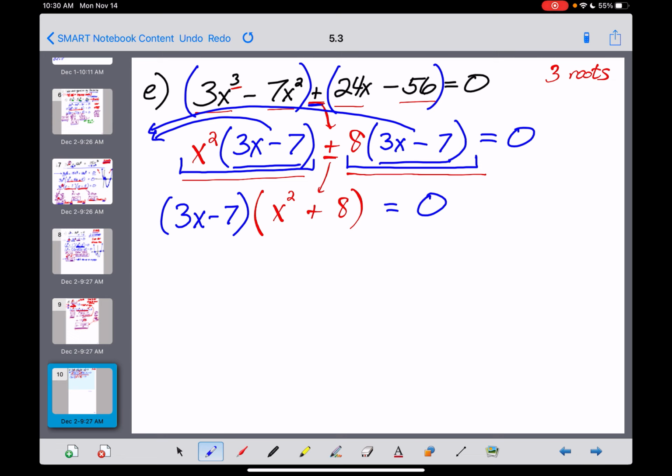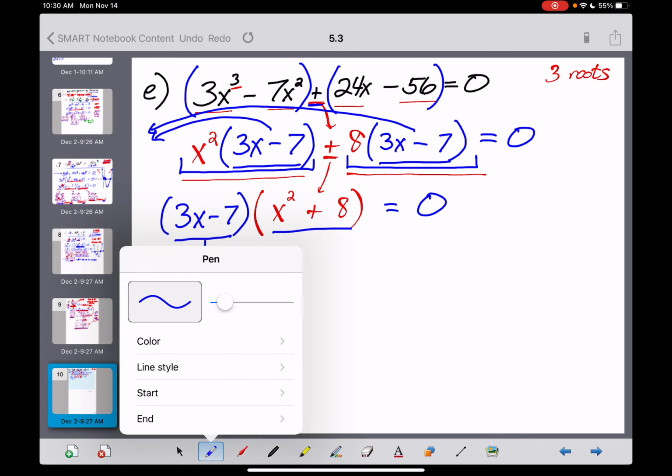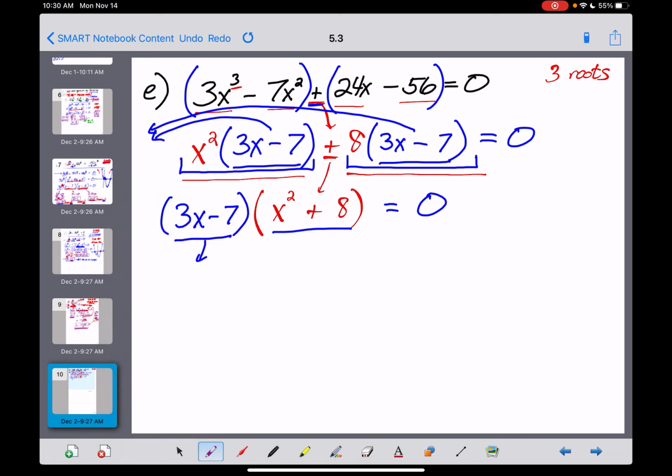Now, again, I would caution you, it is possible one of these 2 binomials could be factored further. And if you can do that, you should. But no dice here. 3x minus 7 is prime, so is x squared plus 8. So we now invoke the zero product property. We take each factor, go to purple, Mr. Fontana, there we go. We take each factor, 3x minus 7, and set it equal to 0 and solve.